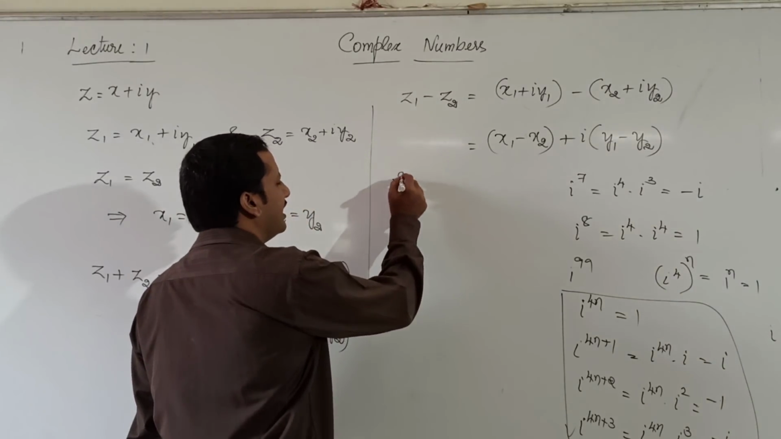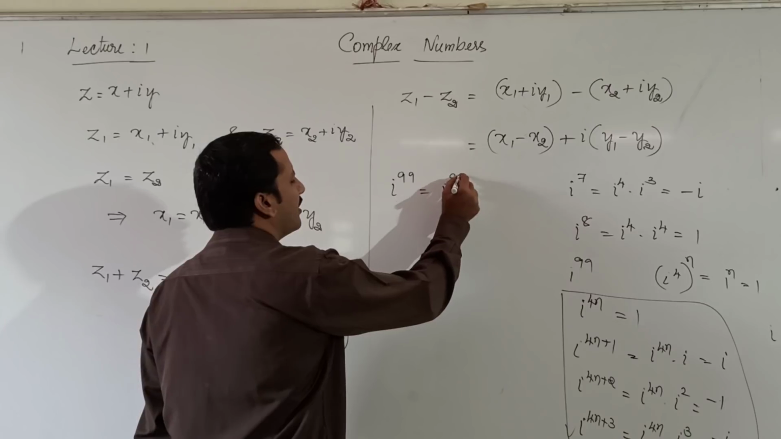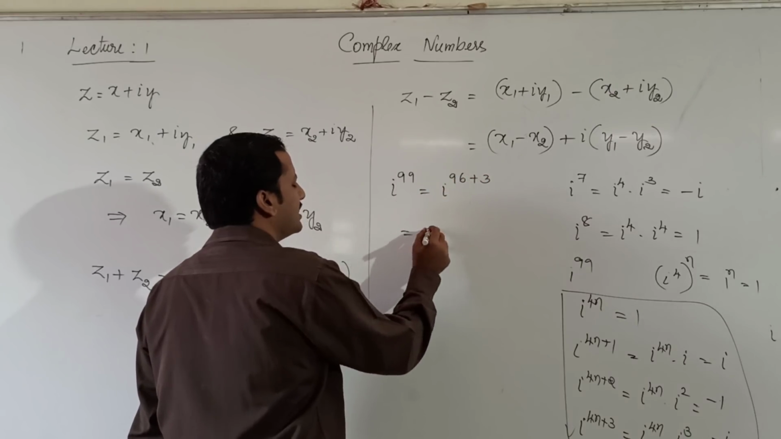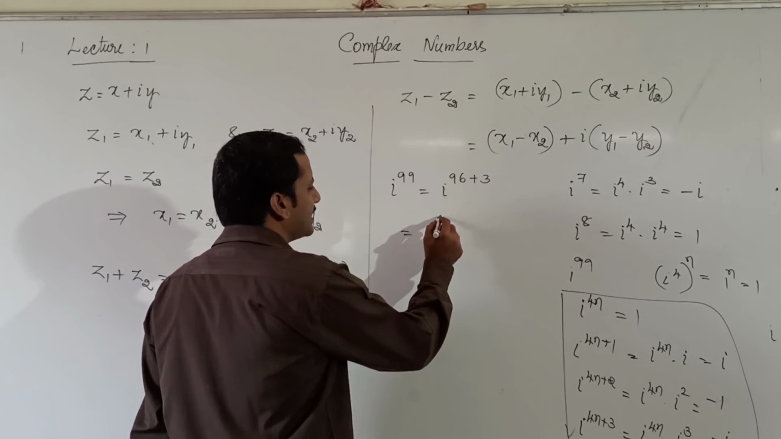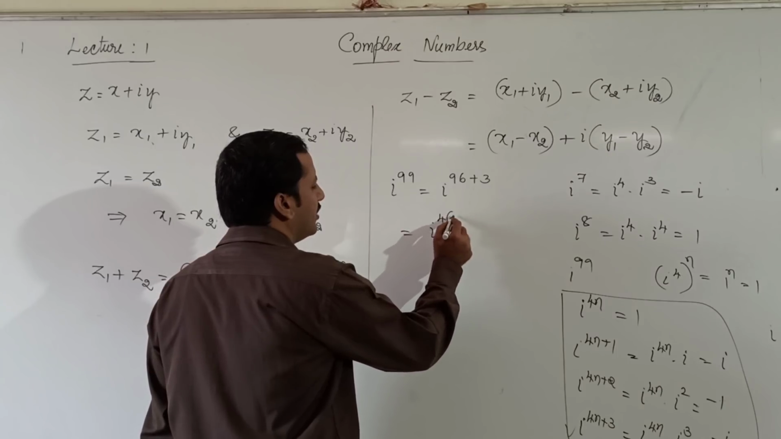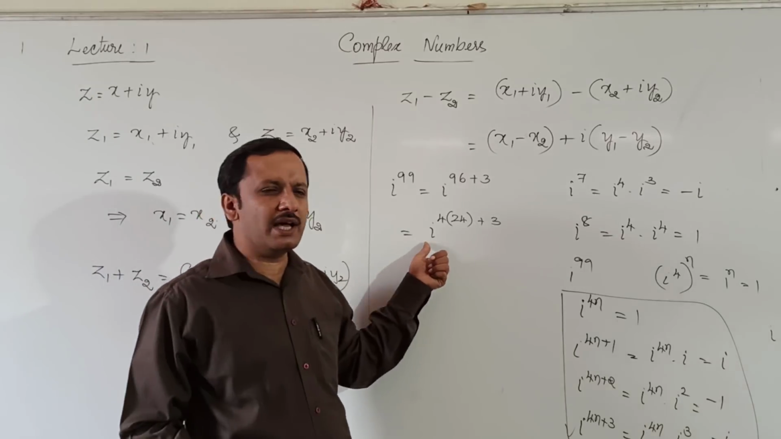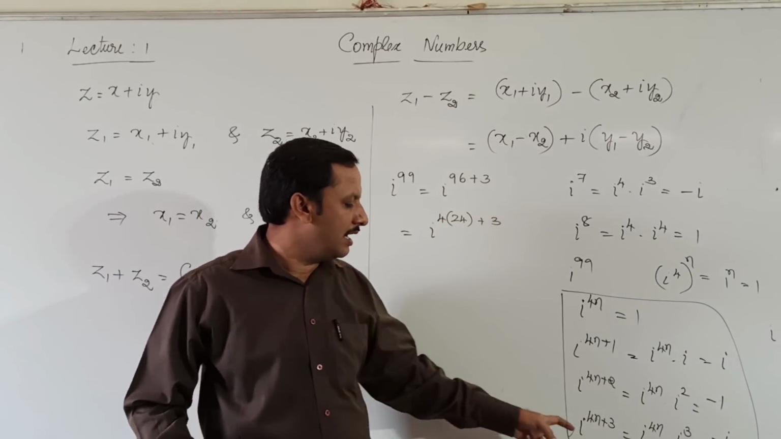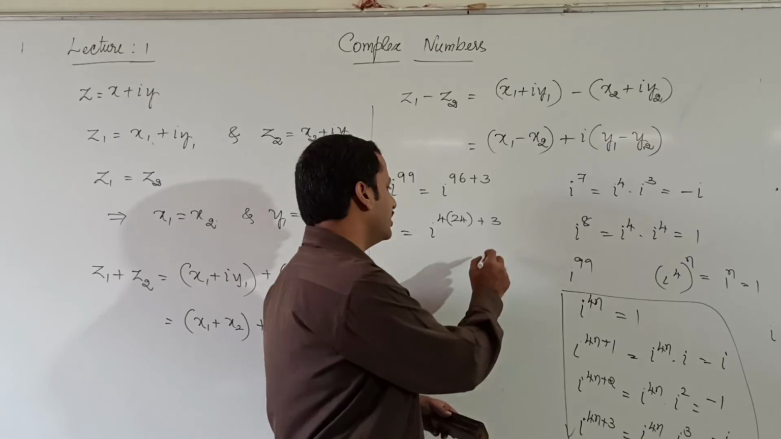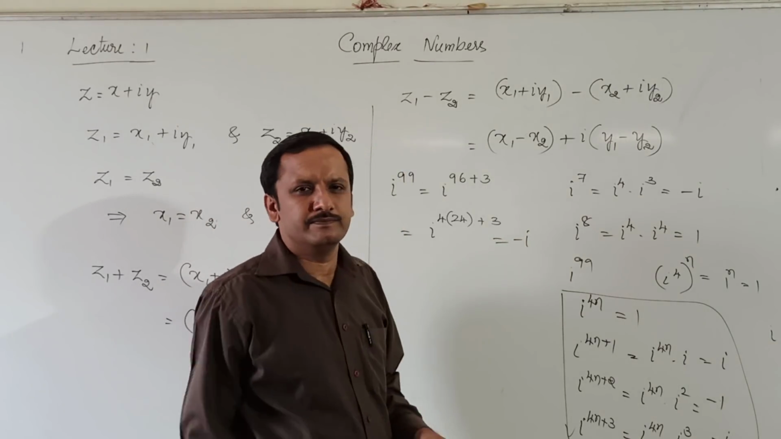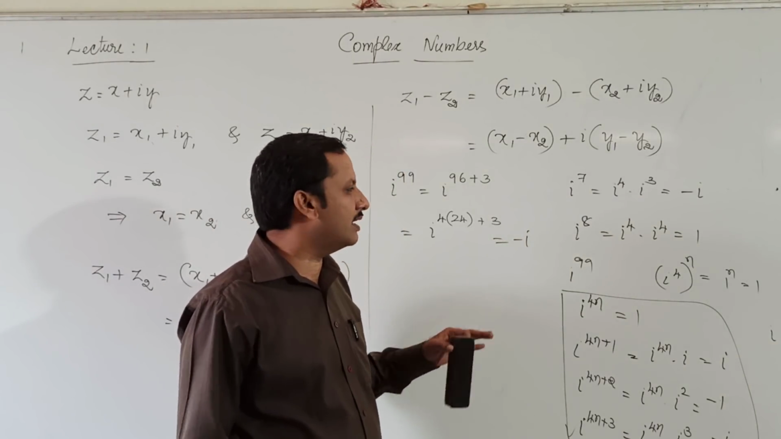Okay, I want i power 99, right? So I am writing it as i power 96 plus 3. That's equal to, 96 can be written as 4 into 24, plus 3. So this is of the form i power 4n plus 3. i power 4n plus 3 is equal to minus i. Okay? So in this way we can find out.